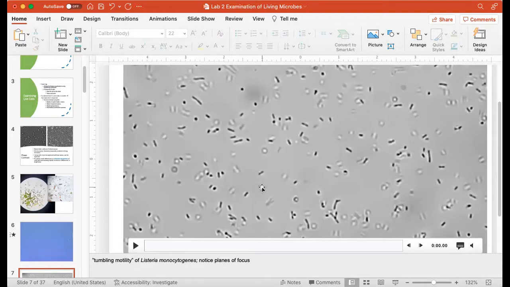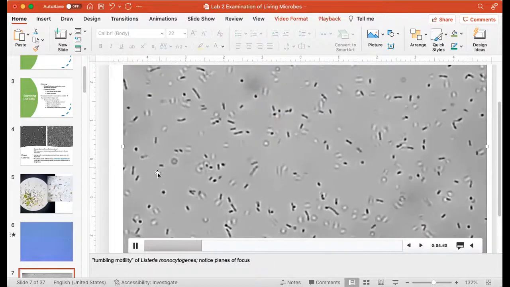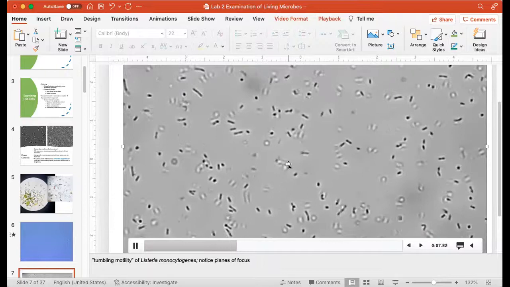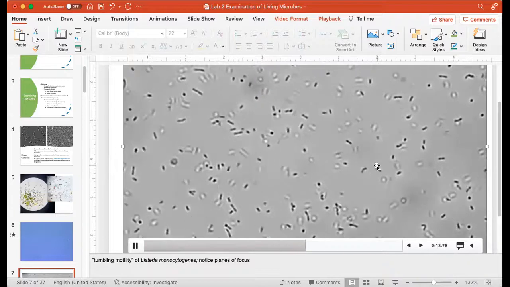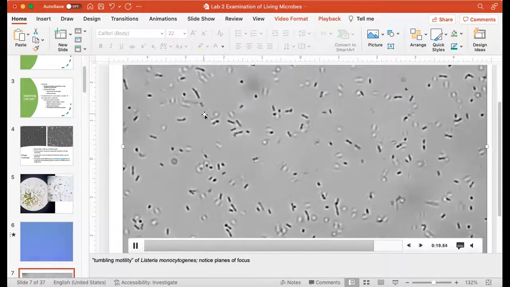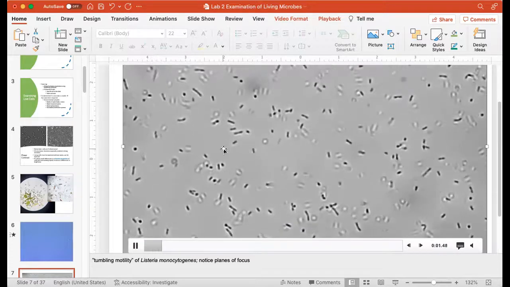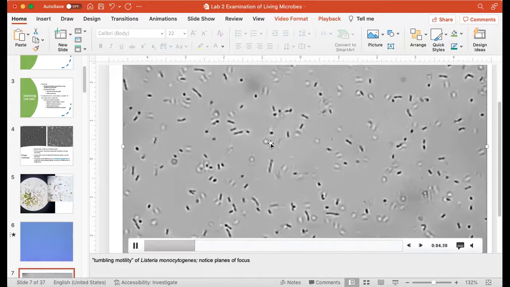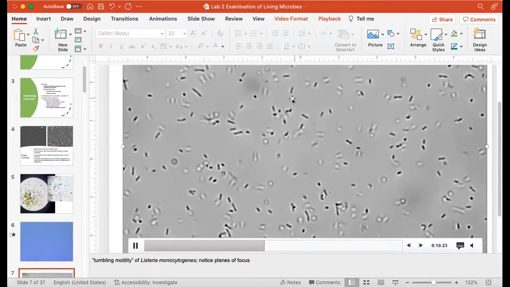Listeria has a very characteristic type of motility. We call it tumbling motility. Let's take a look. First of all, you can definitely tell that these cells are moving, but I want you to try to follow one cell. Look at how it's moving like in a circle almost. It's flipping over as it moves. Try to focus on one cell and notice how it flips around as it moves. This is a certain kind of motility that we refer to as tumbling motility. They tumble around as they swim.